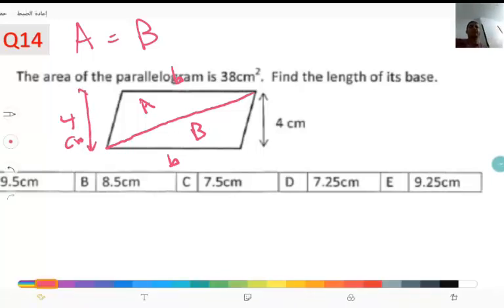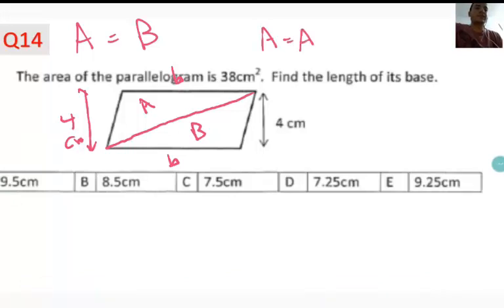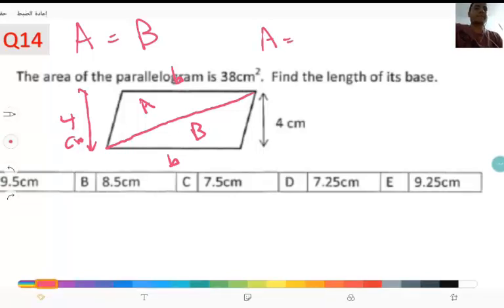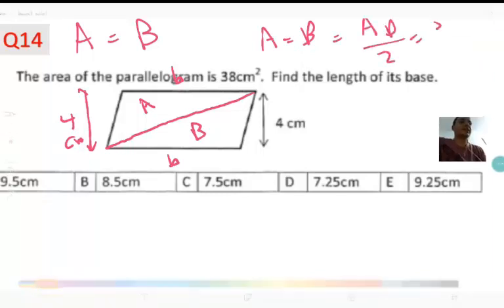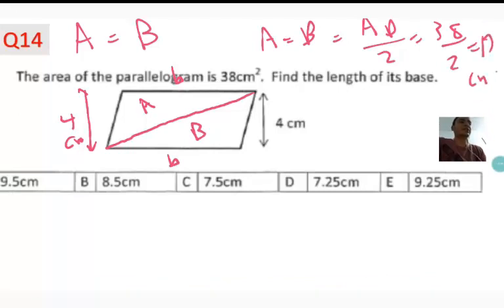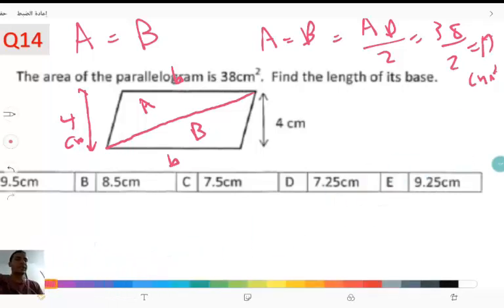Now we can find the area of one triangle, and from this area we can find the base. How? A equals B, as we said, equals the area of the parallelogram divided by 2, which is 38 divided by 2, which is 19 centimeters squared. Now I know the area of one triangle.